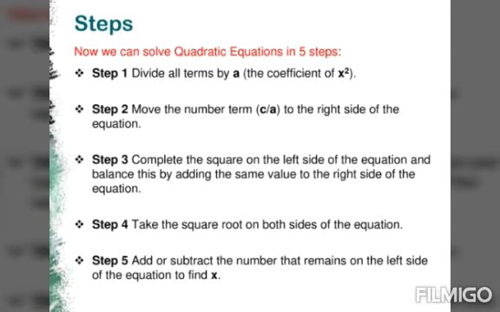The steps are as follows. First we divide all terms by a. Then move the number term c by a to the right side. Then we complete the square on the left side. Then we take the square root on both sides. Add or subtract the number that remains on the left side of the equation to find the value of x.